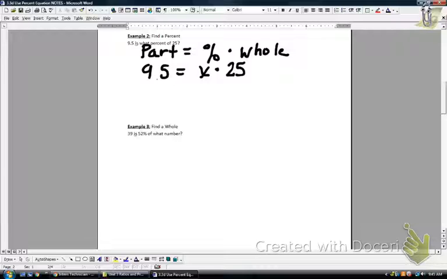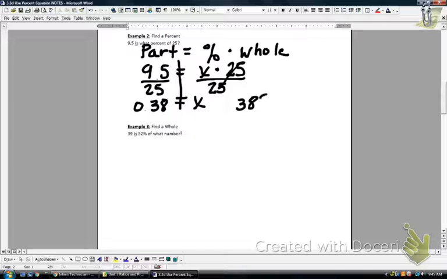I need to get the x by itself. So I'm multiplying to undo multiplication. I divide. I'm going to divide both sides by 25. Then in my calculator, I'm going to do 9.5 divided by 25. And when I get that, I get 0.38. So 0.38 is the same thing as 38%. So 9.5 is 38% of 25.